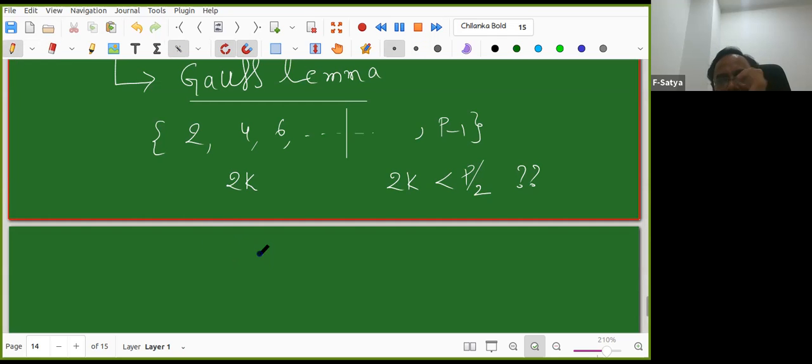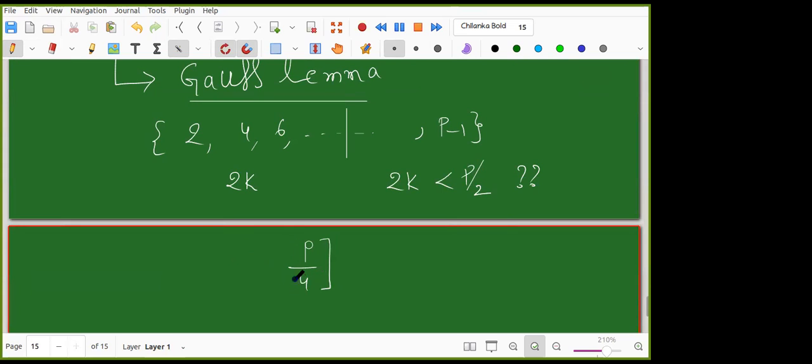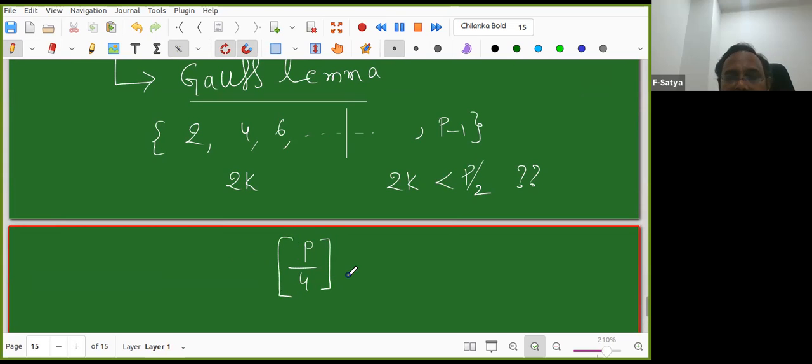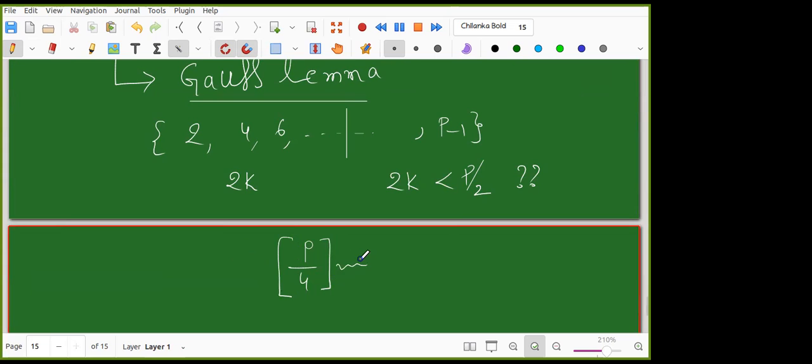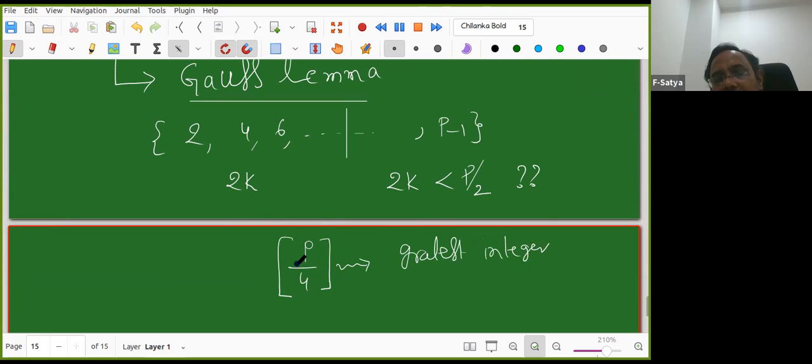But instead of that, what I do, I take p by 4. Why I'm saying p minus 1 by 4 is also a problem is because p is of the form 4k plus 3 or something. It's still a problem. Are you following? I'm dividing by 4, not by 2. So I'll take the greatest integer function. What happens if my number is greater than this number? Clearly that is false here. Am I clear?